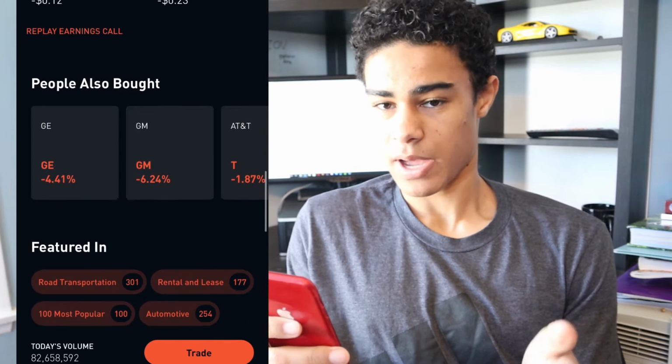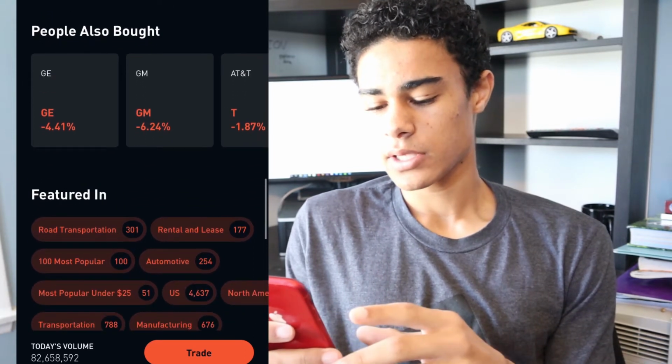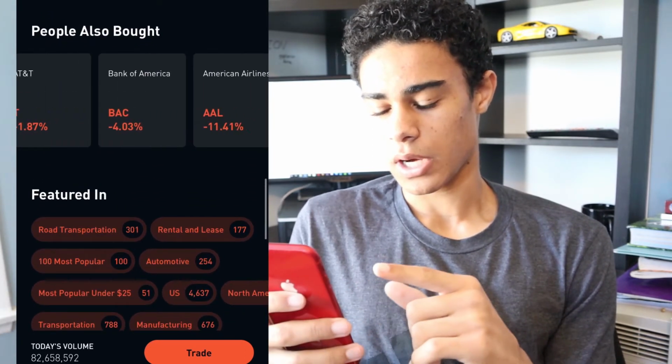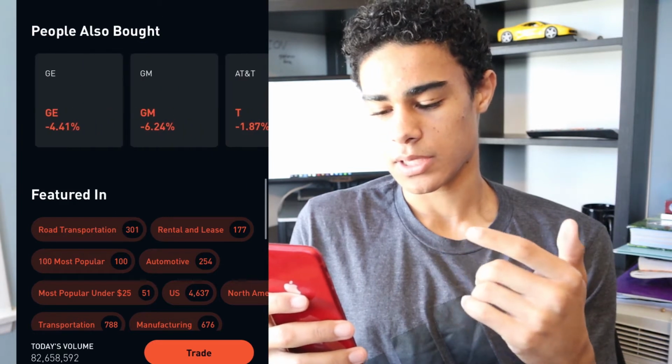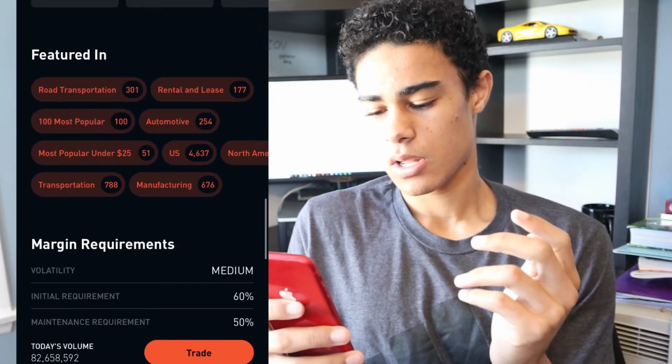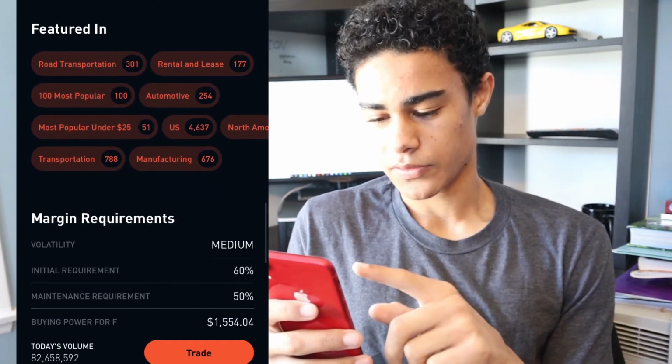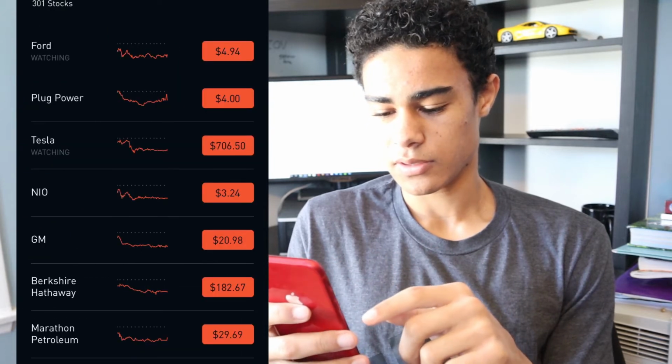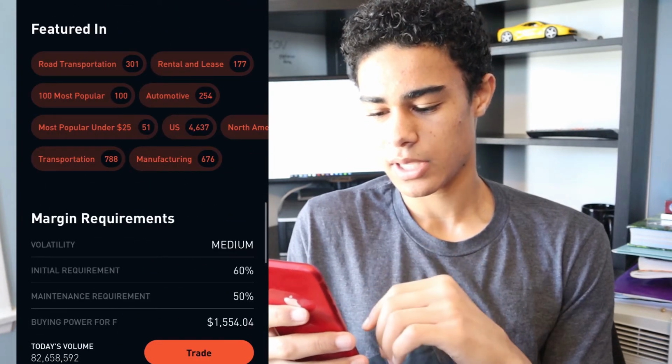So that's a bad sign. Then you can see over here where people also bought. So some people also bought these couple of stocks. If you wanted to check those out, if you wanted to look at stocks for road transportation, you could click this and it'll show you a whole bunch of stocks that has to deal with that.